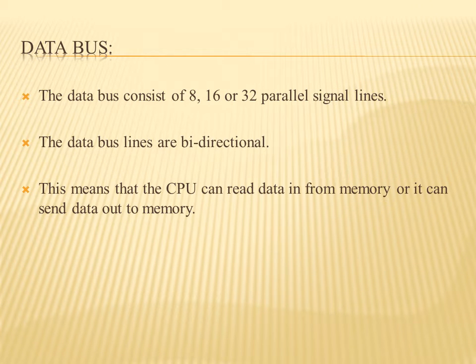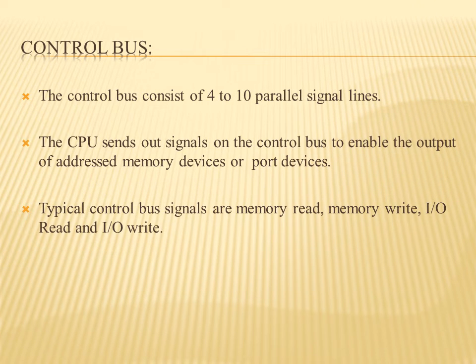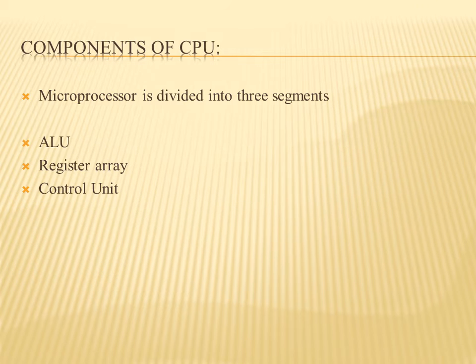Data bus. The data bus consists of 8, 16, or 32 parallel signal lines. The data bus lines are bidirectional. This means that the CPU can read data in from memory or it can send data out to memory. Control bus. The control bus consists of 4 to 10 parallel signal lines. The CPU sends out signals on the control bus to enable the output of addressed memory devices or port devices. Typical control bus signals are memory read, memory write, I/O read, and I/O write.